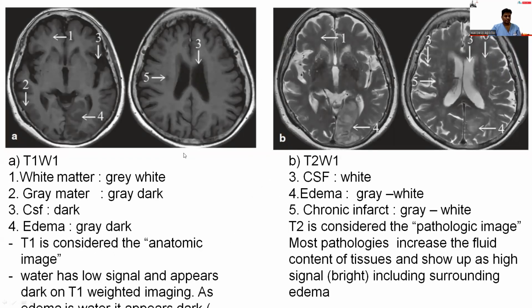The MRI sequences are many, and we will discuss a few of them. This is a T1 weighted image, called the anatomical image, where water appears dark. Edema has water, so any edema here appears dark. When compared to the T2 weighted image, this area is bright because of the nature of the T2 weighted image.